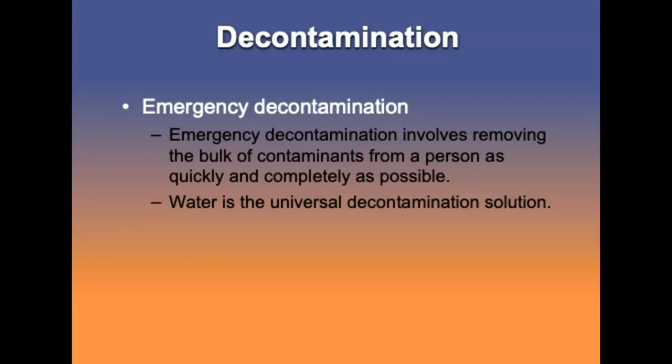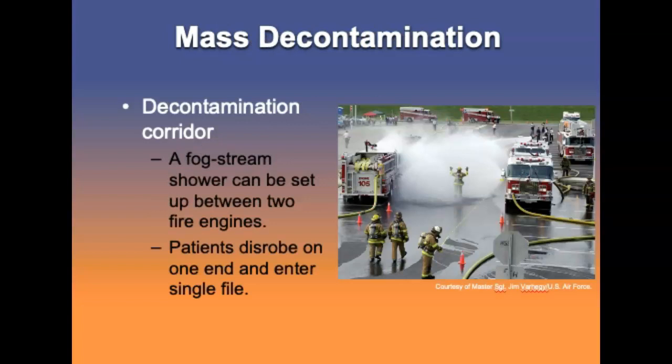When it comes to mass decontamination, firefighters can set up hose streams to perform mass decon. A decontamination corridor, and that's like a controlled area, can be set up in warm zones by parking two fire engines parallel to each other and approximately 10 to 30 feet apart, 20 feet apart. Nozzles can be attached to each discharge port and set up to create a fine particle fog stream decon shower.